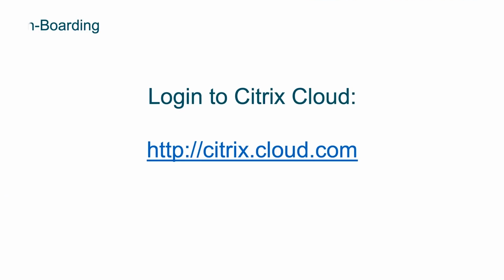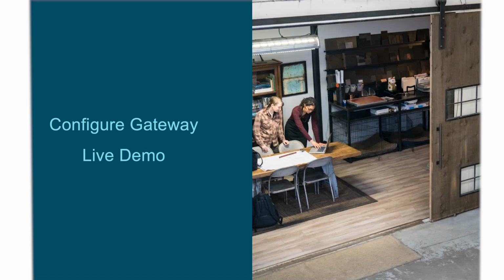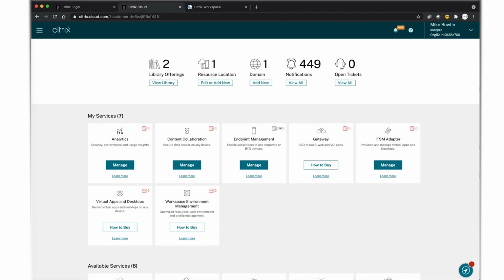So let's stop here and let's talk about the onboarding process. The first thing we want to do is log into citrix.cloud.com and click on Manage under the Endpoint Management Service button. So now we're inside the Citrix Cloud console. We want to go to the Endpoint Management tile and click the Manage button.